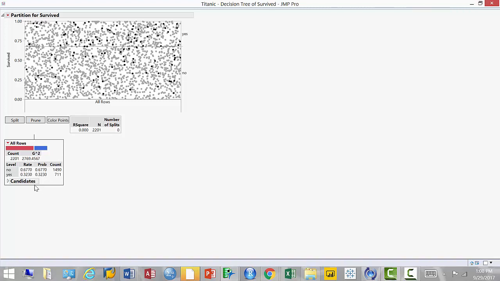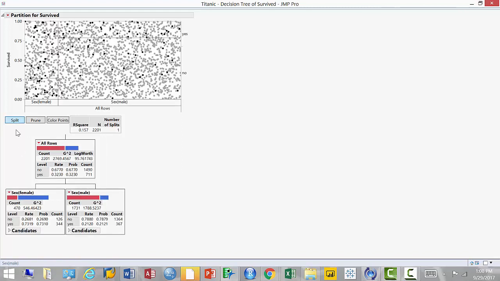classifier, right? So if I look in the candidates, I can see that the best split of this data can happen based on the gender, based on the variable sex. Okay, so why is that? Because log worth is the highest. So the JMP software looks at a certain measure. I'm not going to go into the details of how that is calculated, but the higher the log worth, the better the variable as a potential candidate for splitting, right? So that's our first split. And if we click on the split button, then it says, yep, male versus female.